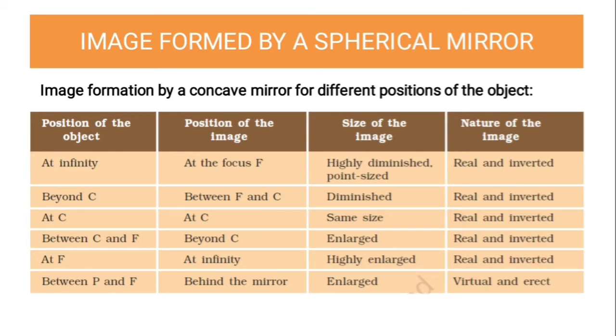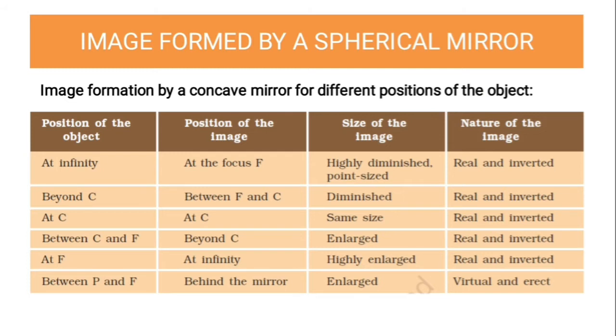Now you are bringing the object at focus. So you have shifted even more closer to the mirror. Now what will be the position of the image? The position of the image will be at infinity. So if you are keeping the object at focus from the mirror, the position of the image will be at infinity. What will be the size of the image? It will be highly enlarged and nature of the image is still real and inverted.